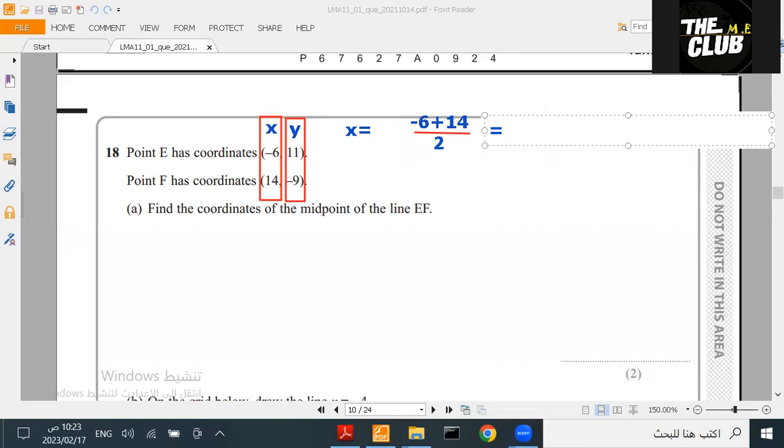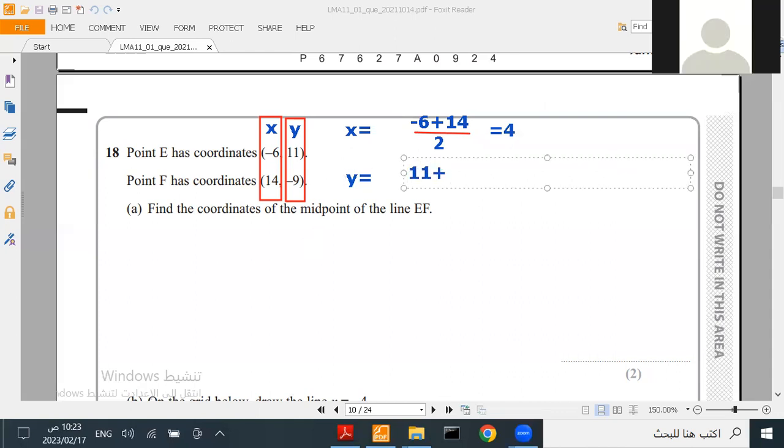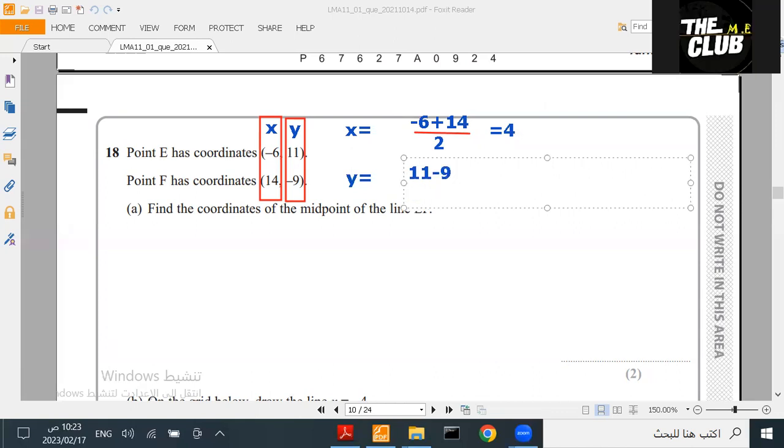Go to the calculator. Negative 6 plus 14 is 8. 8 divided by 2 equals 4. Good job. Yes. So this one is 4. X here is 4. With y, I'll do it here. Same idea. The y second one equals 1. 11 minus 9 and then divide by 2.